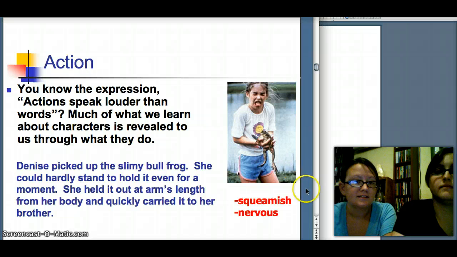Now we've got Denise. Denise picked up a slimy bullfrog. She could hardly stand to hold it, even for a moment. She held it out at arm's length from her body and carried it away to her brother. She is squeamish and nervous.